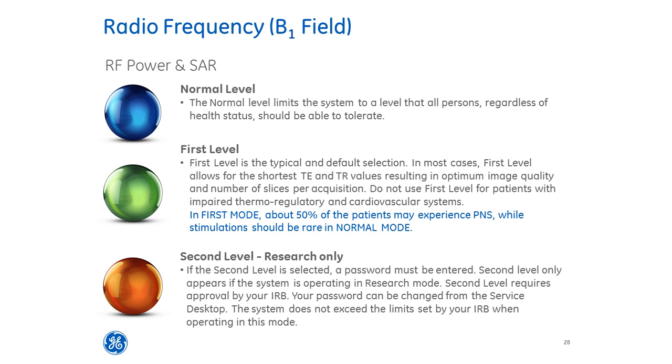However, the first level is not considered optimal for patients with impaired thermoregulatory or cardiovascular systems. Another point to note is that in first mode, about 50% of the patients may experience PNS, while stimulations in normal mode should be rare. Second level can be accessed through a research key only, and it is password protected. It will only appear as an option if the system is scanning in research mode.